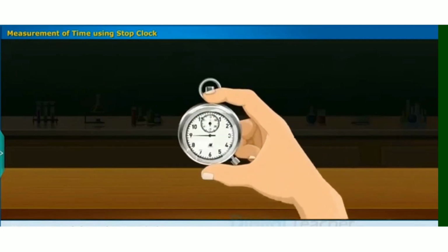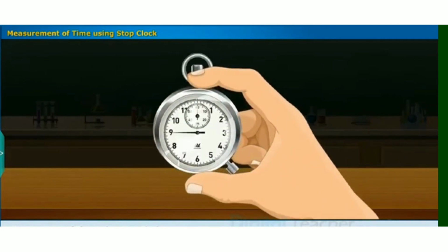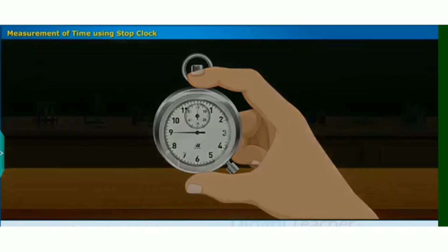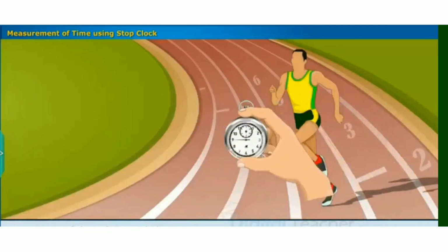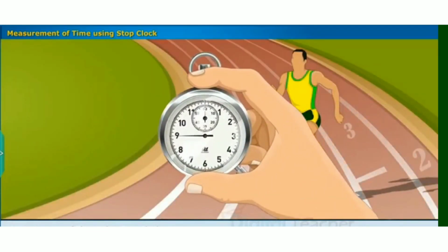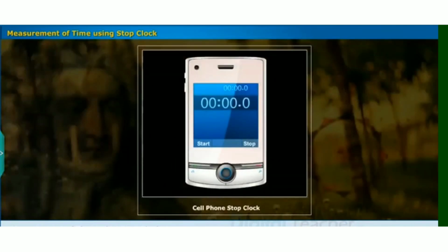We might have seen stop clocks in the laboratory to measure short intervals of time like time taken for completion of a chemical reaction or time taken by the pendulum for one oscillation, etc. Similarly, stopwatches also help us to accurately measure the time in running races, swimming races, etc. Nowadays, stop clocks are found in almost all cell phones.